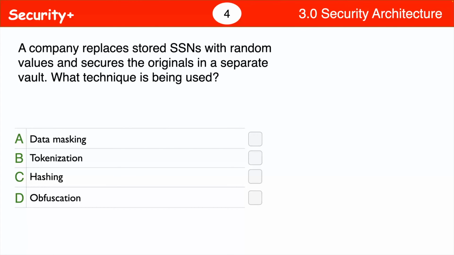Question 4. A company replaces stored social security numbers with random values and secures the originals in a separate vault. What technique is being used? A. Data masking. B. Tokenization. C. Hashing. Or D. Obfuscation. Okay, so the key phrase for this one is secures the originals in a separate vault.